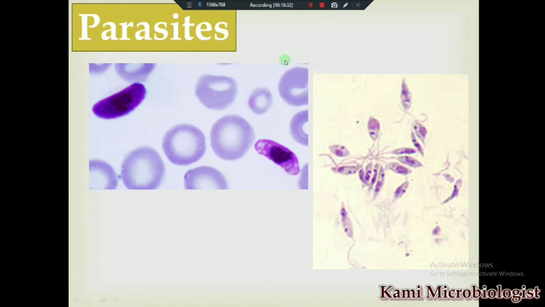Parasites. In bone marrow aspiration, we will also examine the parasites. So these are parasites like Plasmodium vivax and Plasmodium falciparum. Sorry, these are Plasmodium falciparum. So we will also check for Plasmodium falciparum and Leishmania donovani. This is the Leishmania. Okay.